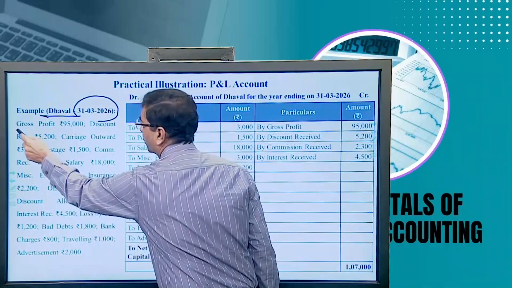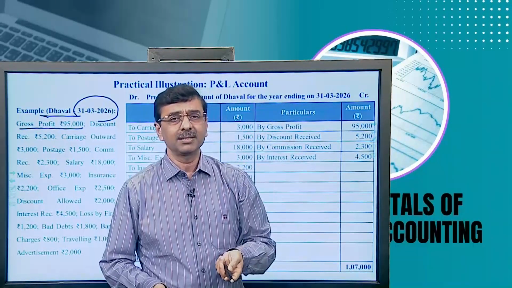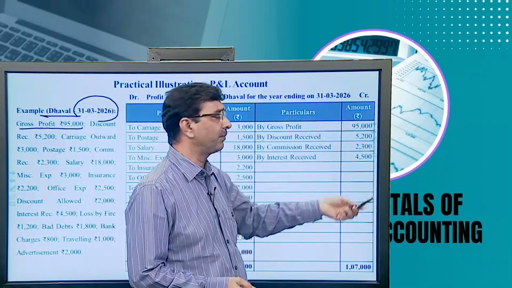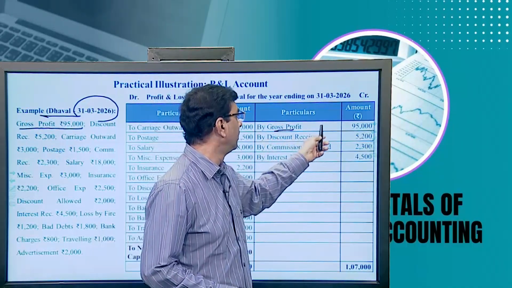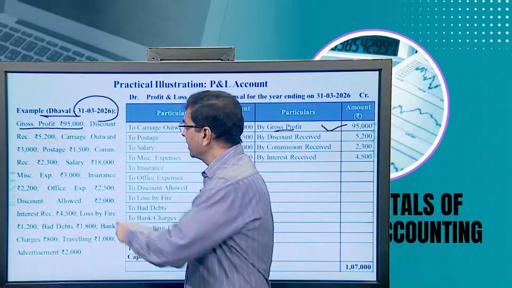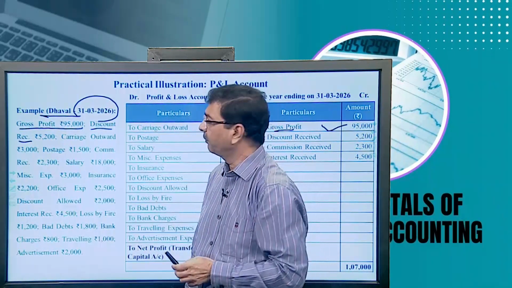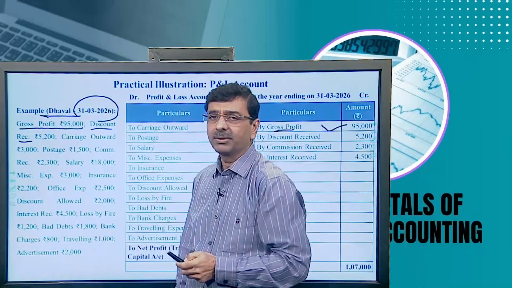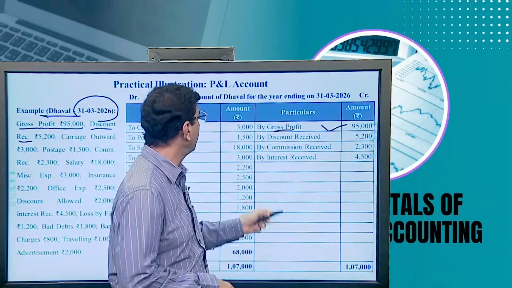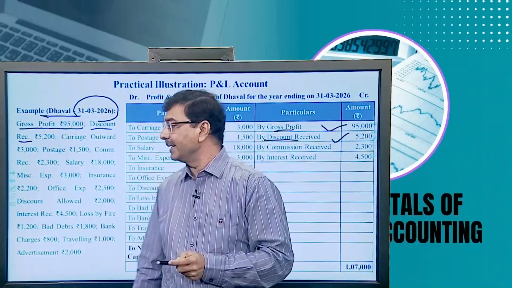The first item is gross profit. As we already discussed, gross profit is a credit item. So, starting with by gross profit 95,000. The second item is discount received. REC is the short form for received. 5,200 discount received is an income. So, income would be considered here on the P&L account credit side.